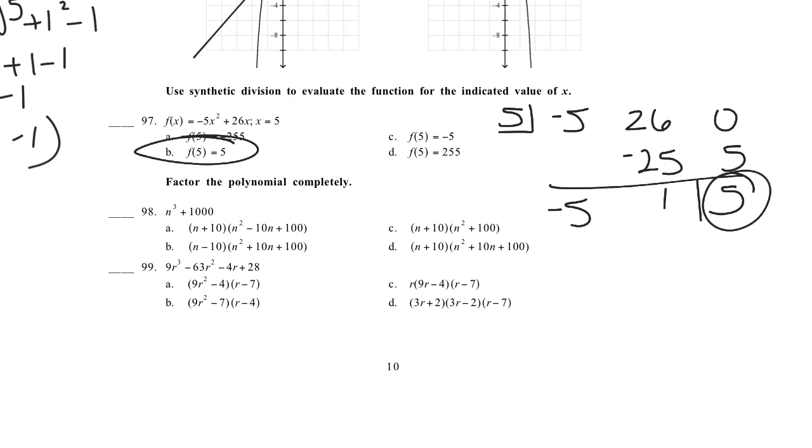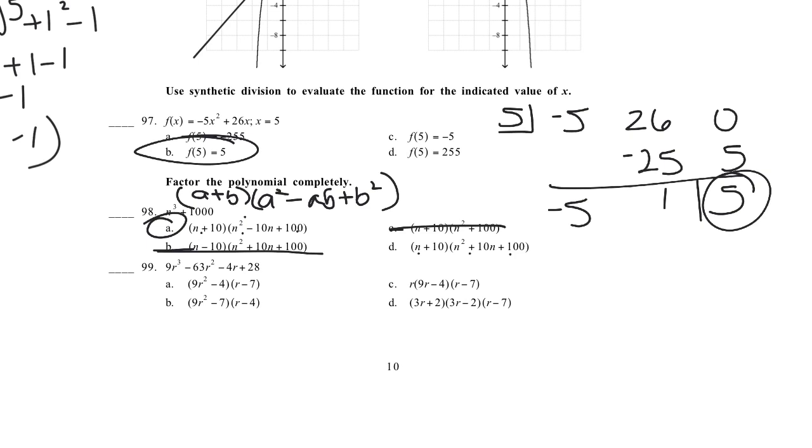Factor completely, this is a sum of cubes. We said that's A plus B, so it should be n plus 10. So you can eliminate B, and then it's A squared minus AB plus B squared. So it should be plus, minus, plus. C is not correct because it doesn't have the AB term in there. And D is plus, plus, plus, and this is plus, minus, plus, so A is your correct answer there. Your A is n, and your B is 10.